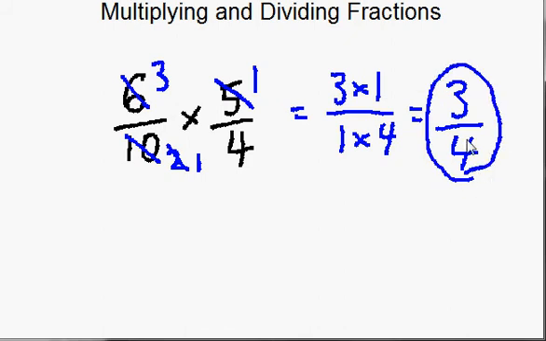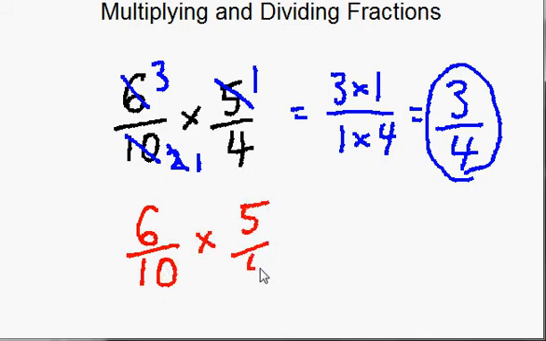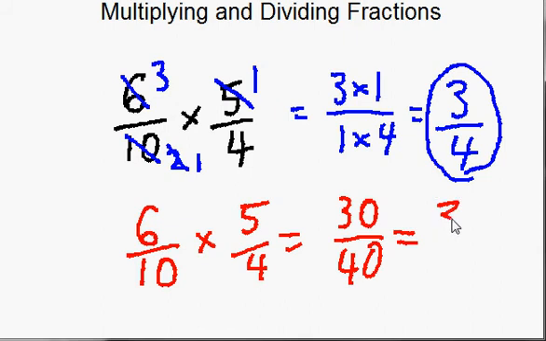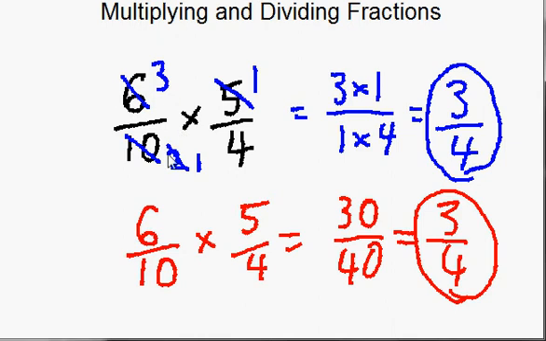Let's try it the other way to make sure that we would have gotten the same answer. If we had multiplied first and then reduced, it would have been 6/10 times 5/4, which is 30 out of 40, which is not too bad, 10 and 10. You get 3/4, so it's the same answer. But generally speaking, it's better to do the reduction, if you can, before multiplication.